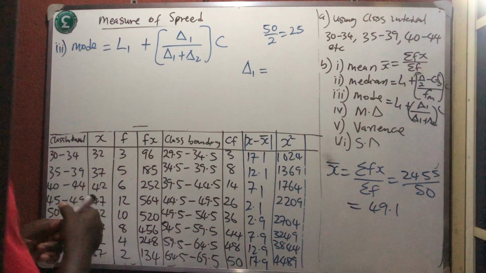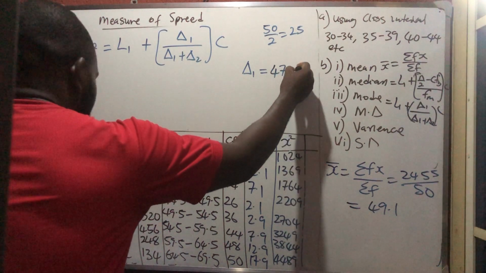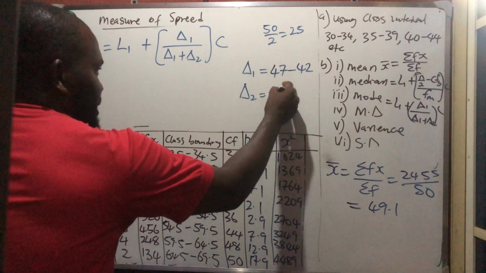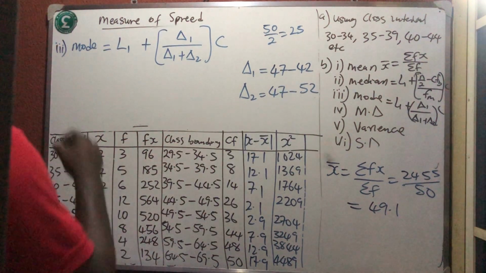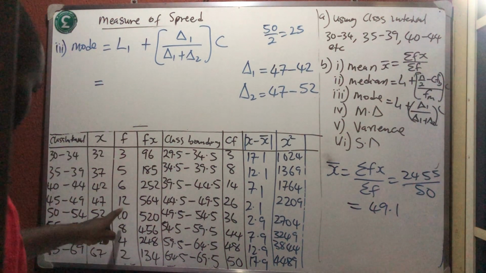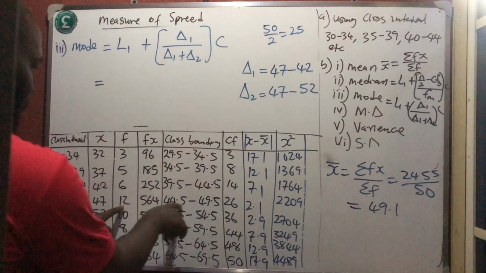43, 47. So my change in 1 means that place you are minus the upper one, 42. Change in 2 means that place you are minus the lower one, okay? So my answer will now become the lower class of that place you are, that 12. The lower class of that 12 is 44.5. That is the lower class of that place.